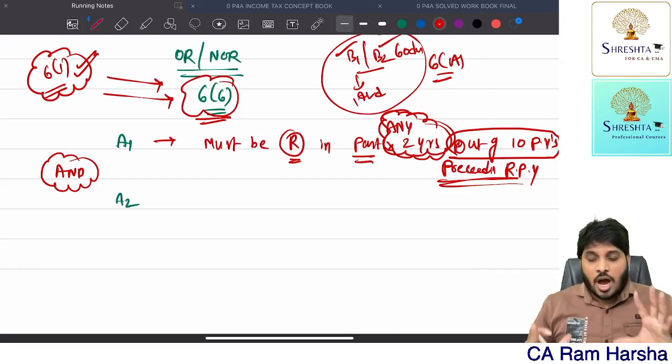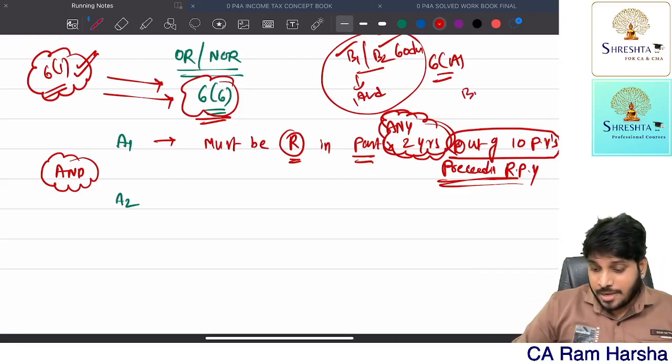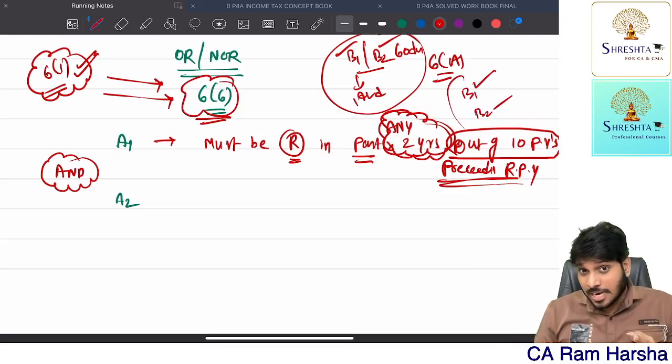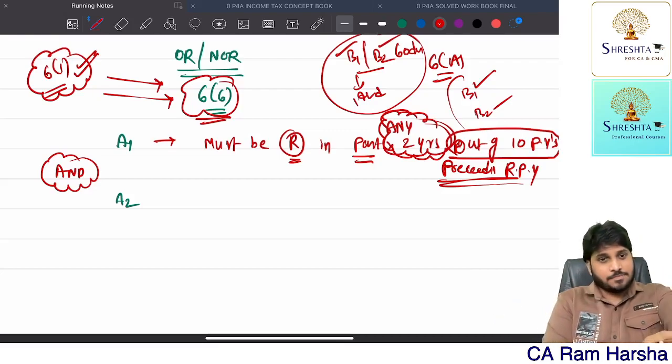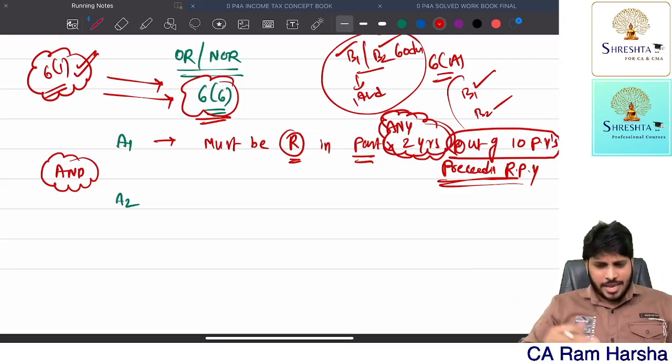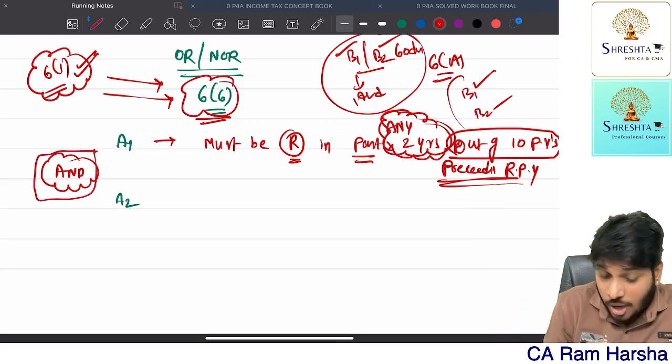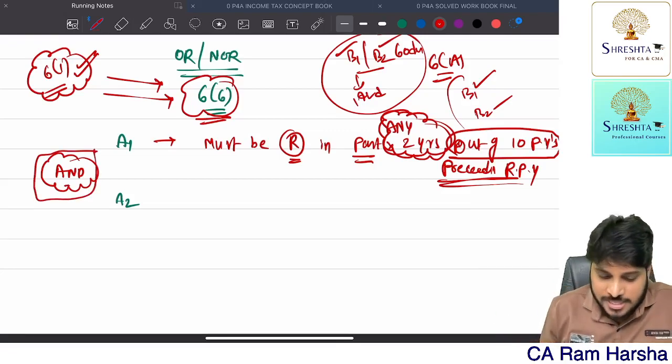Now, how can he be a resident? Either B1 satisfied or B2 satisfied. Out of the past 10 years, any one satisfied is just a resident. And remember, it's not 'or', another condition must also be satisfied.